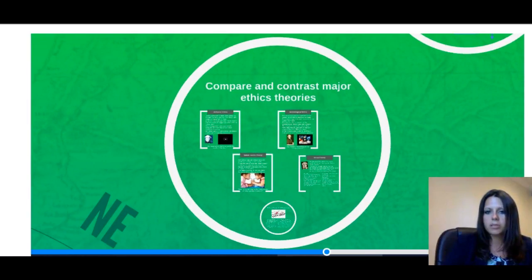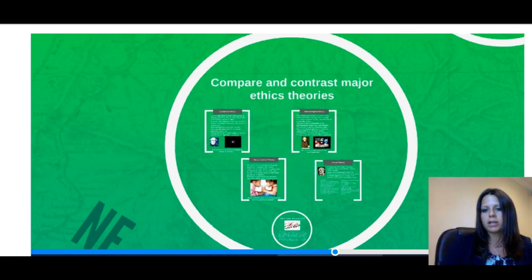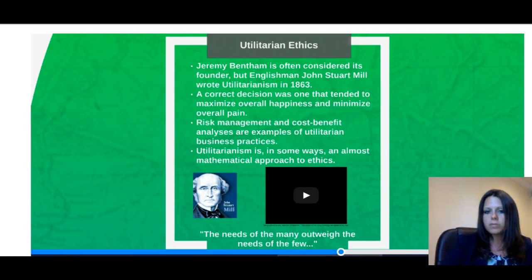Now we're going to talk a little bit about some of the different perspectives then. Now we've talked about how people would handle that lying on the resume in different ways. There are actually major ethical theories out there, and you want to try to think about which one you might align with best. The first is what we call utilitarian ethics. This was formed by Jeremy Bentham and John Stuart Mill. They wrote this idea a long time ago in the 1800s.